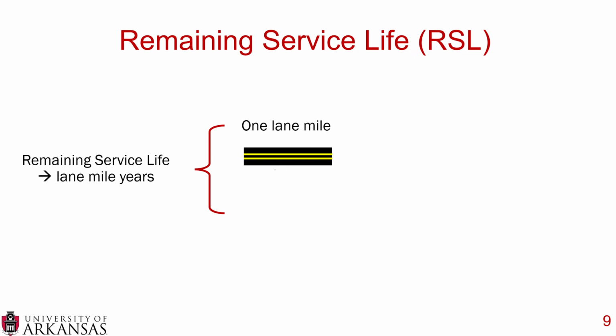Now, the second tool we'll look at revolves around remaining service life. And remaining service life has units of lane mile years, and this is quickly becoming one of my favorite units. An example of this is, let's say you have 1 lane mile of road and you don't do anything to it. You don't preserve it, you don't put a maintenance treatment down, you don't put a rehabilitation treatment down. After 1 year, you have a 1 lane mile year loss in your network.